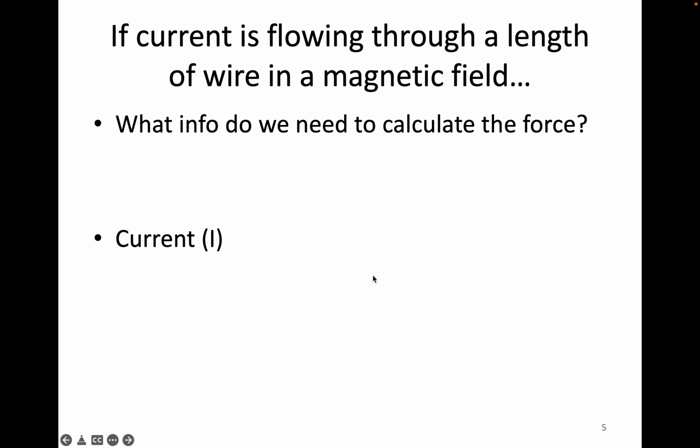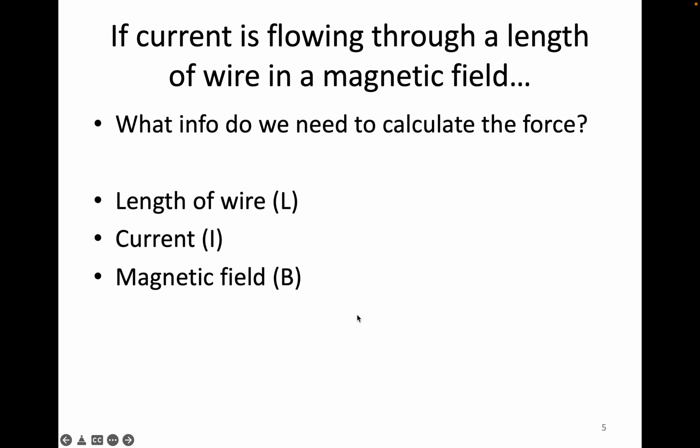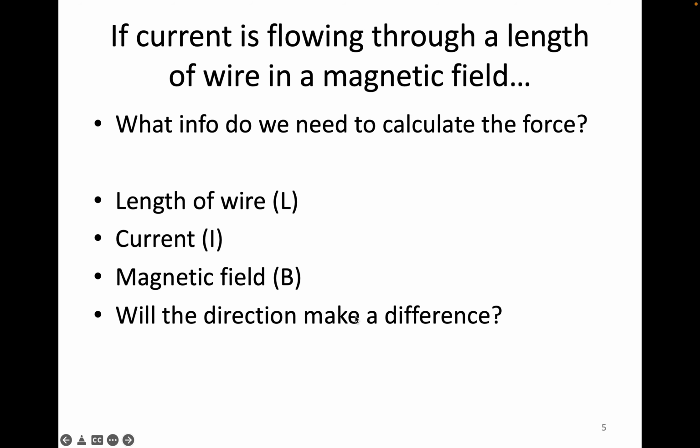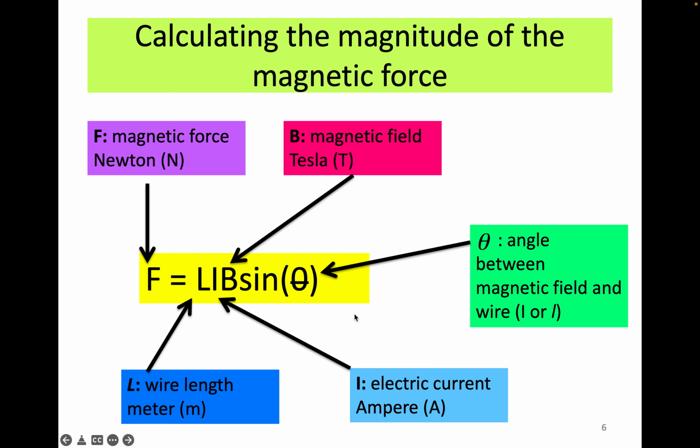Okay, so if we have current flowing through a wire in a magnetic field, we need to know, of course, the current. We need to know how long the wire is, which is inside this field of ours. And of course, we need to know the strength of the field itself. And the direction will also make a difference. If there is an angle, the force will not be 100%. It will be slightly different. So that's why we use the LIB sine theta. Length, current, magnetic field times sine of the angle. That will help you find the force.